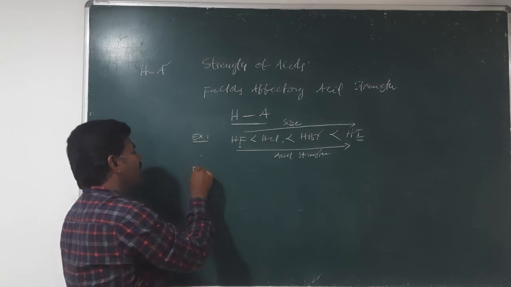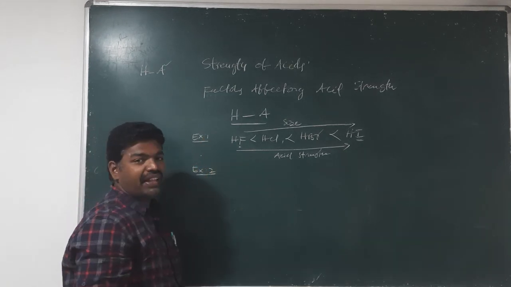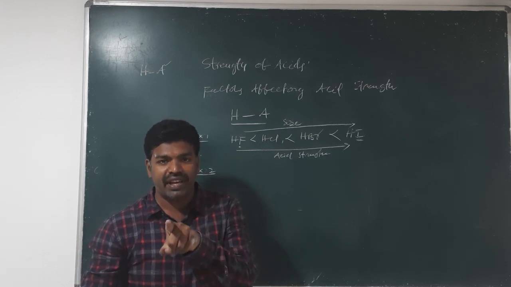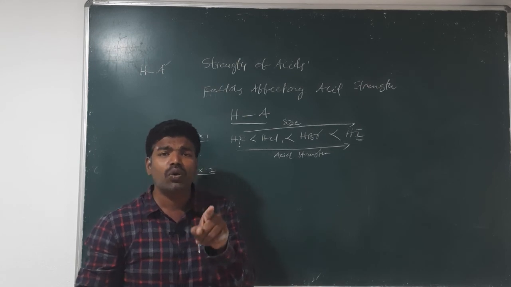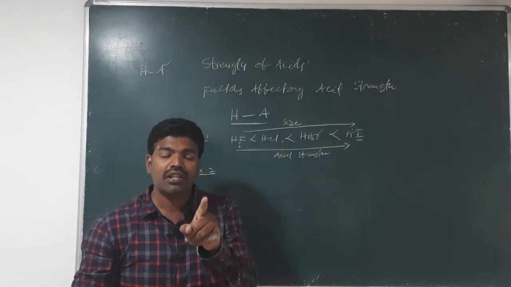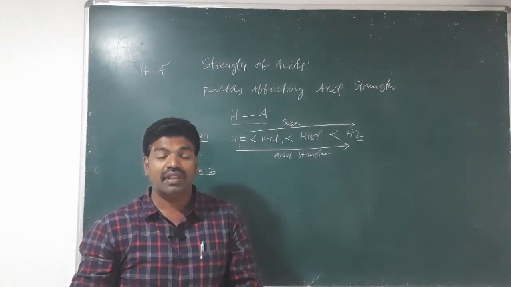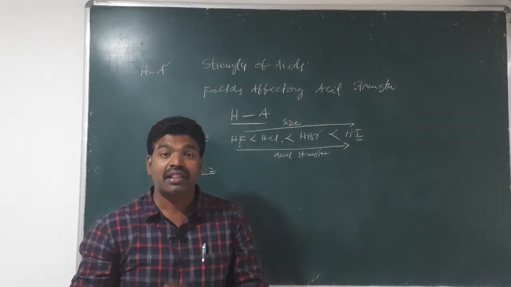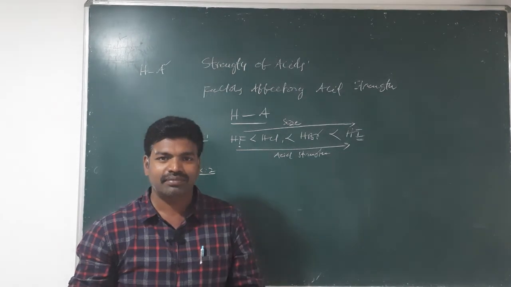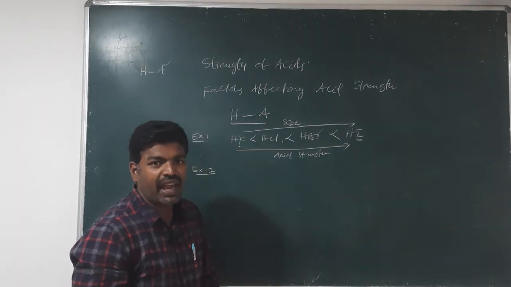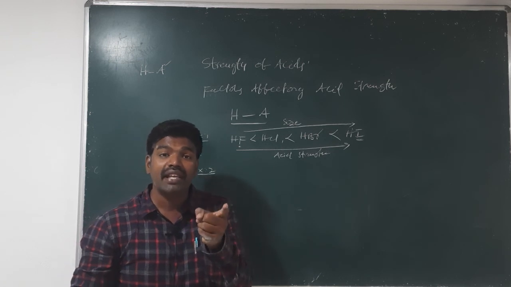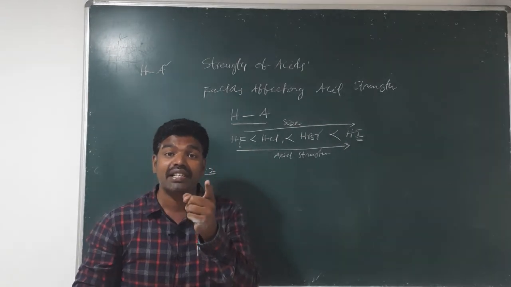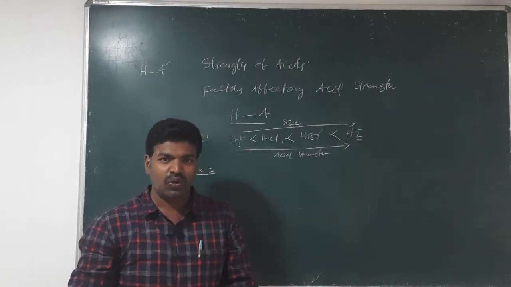Example 2: when we compare the hydro acids of elements of the same period, the polarity of the bond decides the acid strength more than the strength of the bond. Let us go through the example. I repeat, when we compare the elements of the same period, the polarity of the bond decides the acid strength.